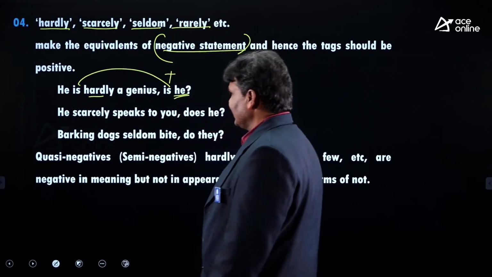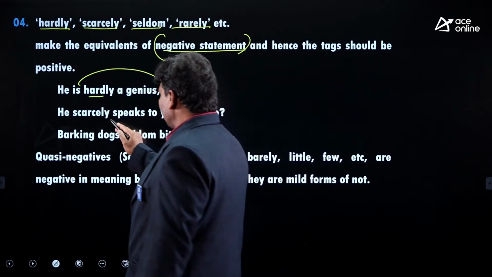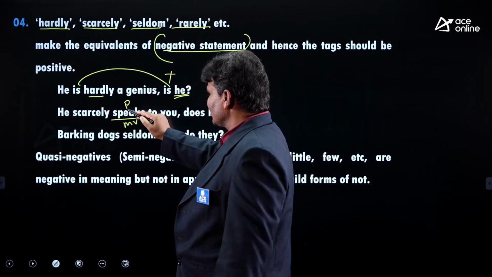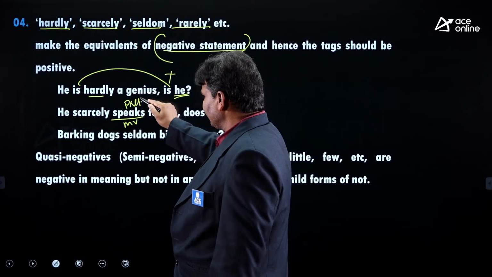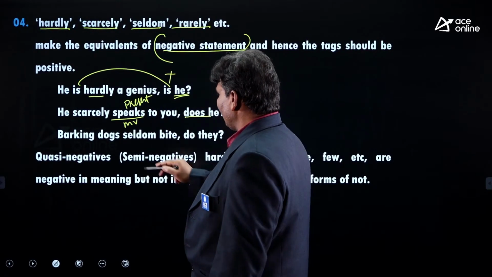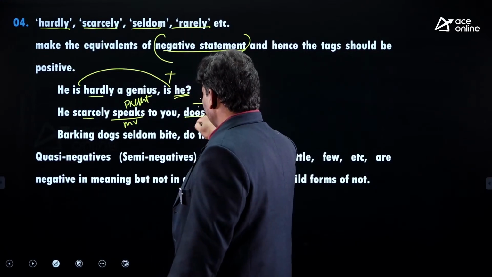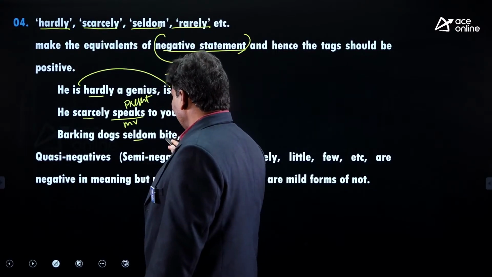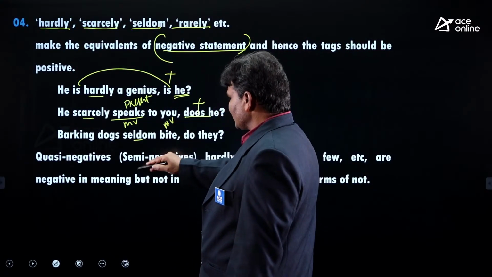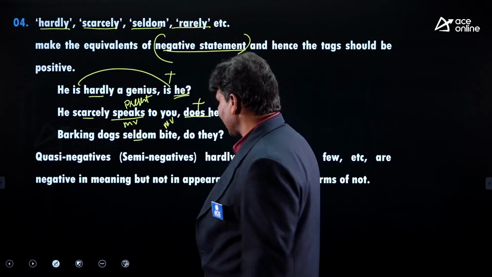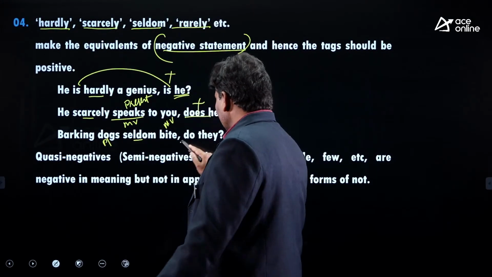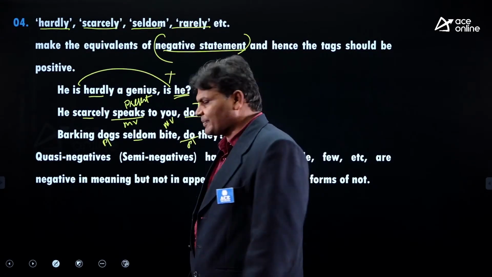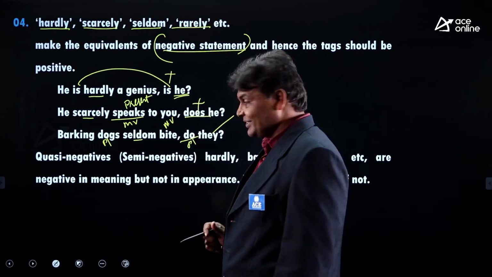You cannot change that. He scarcely speaks to you. Now speaks is the main verb here, and main verb means we have to borrow. Speaks is present tense. Scarcely is negative, so this will be positive. Barking dogs seldom bite. Seldom is negative. Bite is the main verb, in the present tense. Dogs is plural, the verb also will be plural, and the pronoun is they. Barking dogs seldom bite. Are you able to understand, students? Take care of these ones.